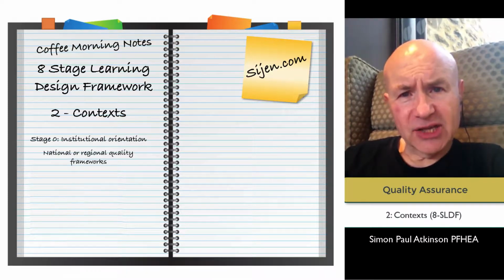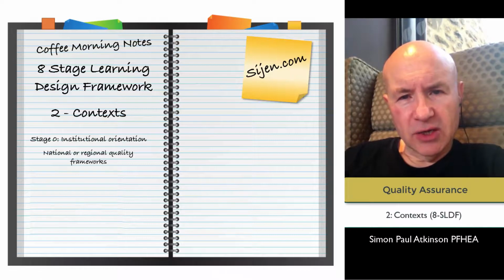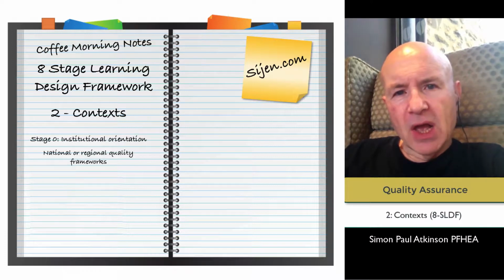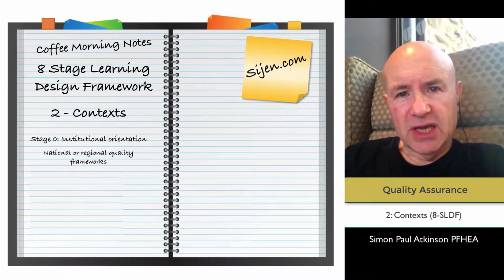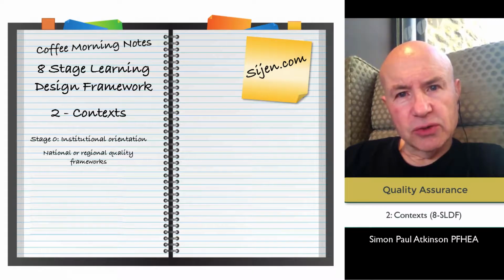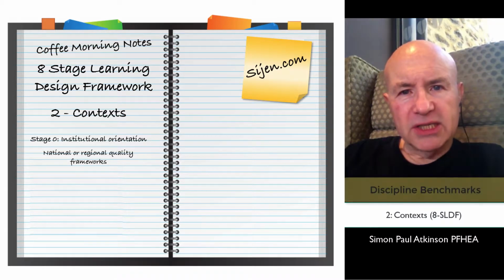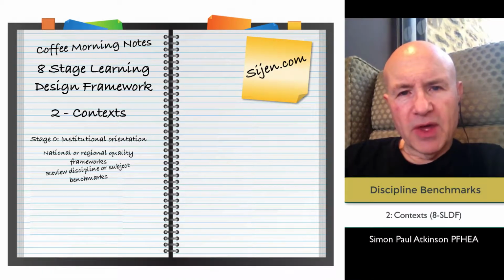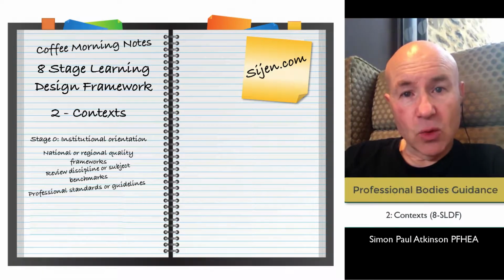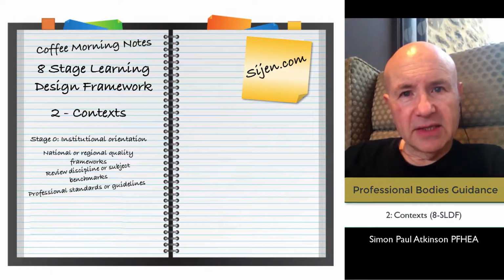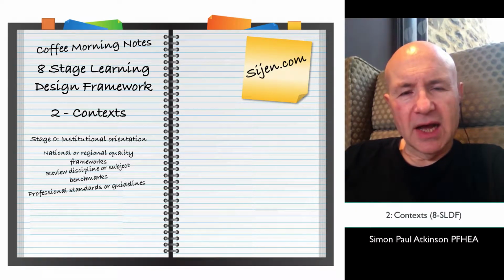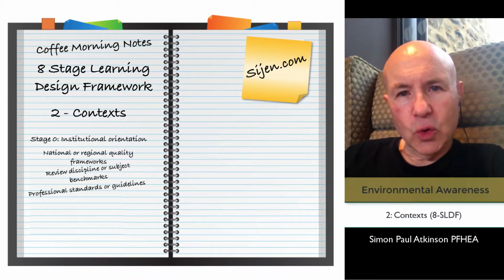In the UK, we've got a national regulatory framework. In a lot of countries, it's done regional or state, usually regional. Essentially, that's part of the key context, is understanding that quality assurance context is a very important part of it. Normally, there are discipline benchmarks available. There are guidance notes from particular professional bodies and so on. So collating all of that data is very important as part of the environmental awareness of your program design.